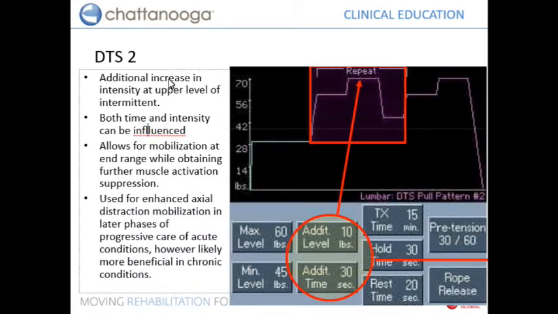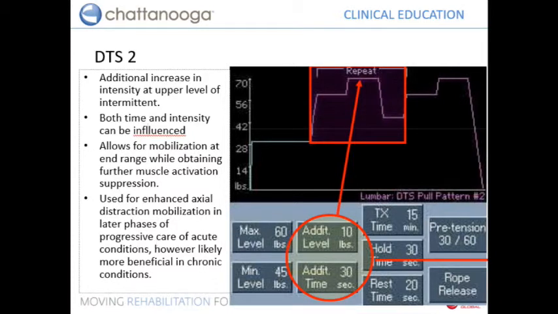And so additional increase in the upper intensity. So this is an intermittent, but it kind of has a bit of a cyclical nature to it. So what this one does is it holds for a period of time. So the benefit of doing this is you get to an endpoint, so to speak. Then you may get some result in tissue extensibility and a reduction in muscle tone potential if there's any fibrotic tissue in the area. So this additive gives you additional mobilization at end range, which is kind of interesting.